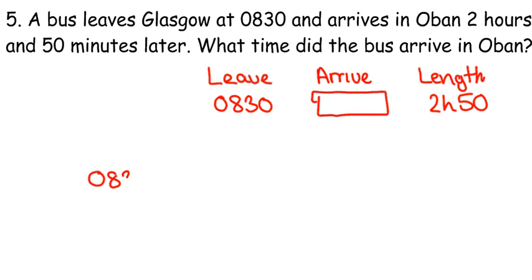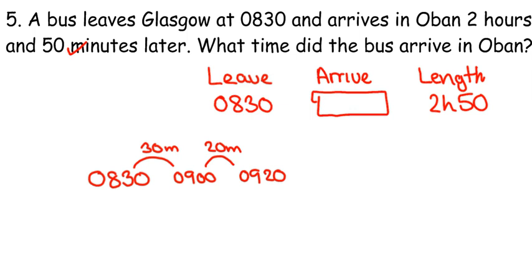So 08:30 to start off with. So I've got my 50 minutes. That 50 minutes is going to take me over an hour, so I want to break it up into 2 jumps. If I take 30 minutes, that's going to take me up to 9 o'clock. I then take 50, take away 30, so I've got 20 minutes left. That's going to take me to 9:20, and I've then dealt with my 50 minutes.